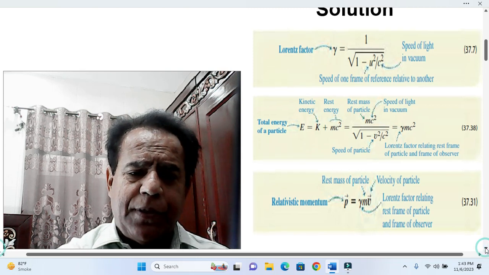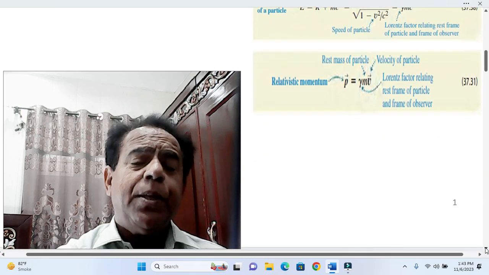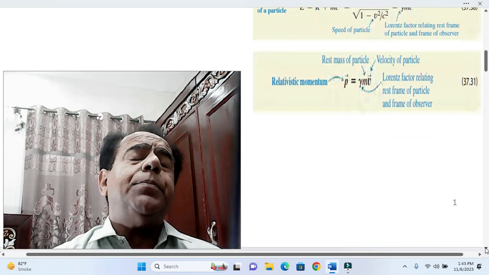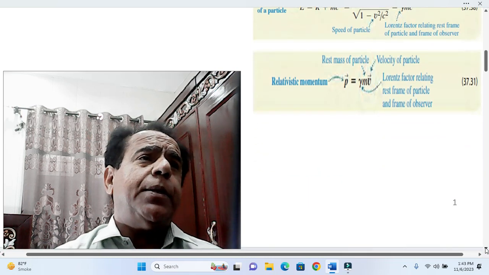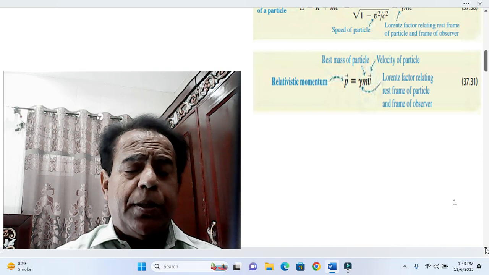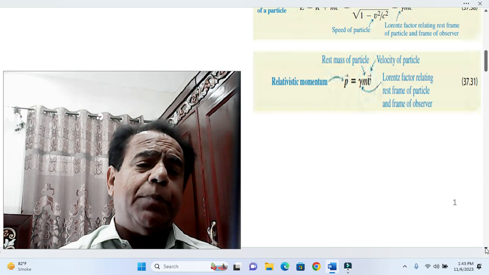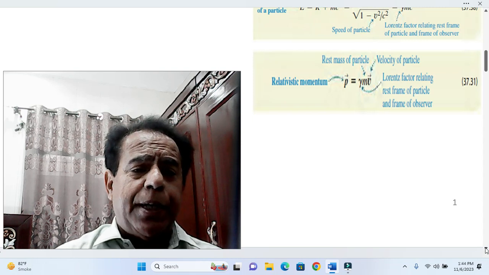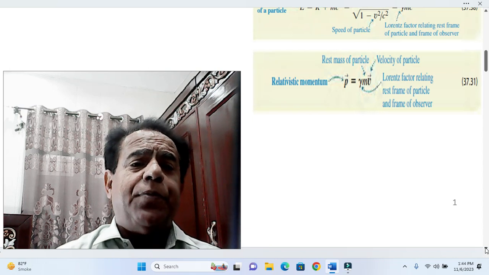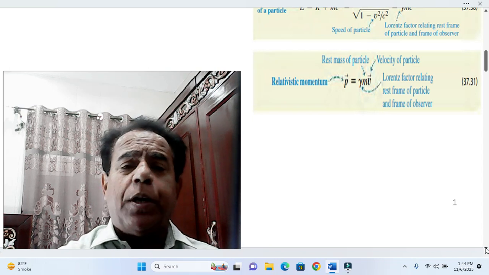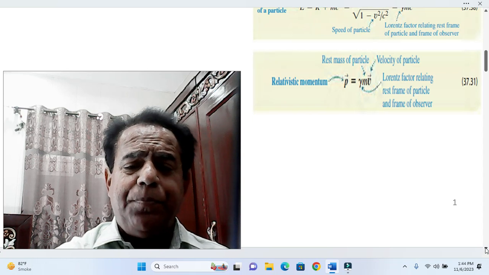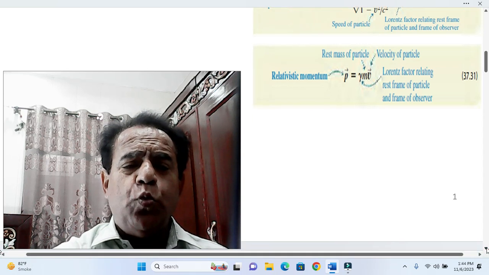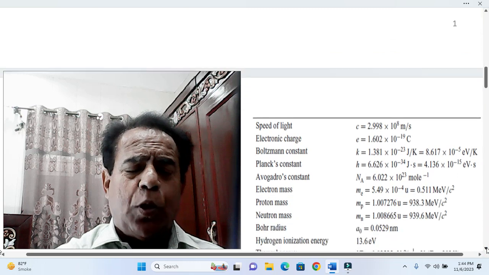The next snapshot is about the definition of relativistic momentum. Dear students, Newtonian momentum and relativistic momentum are distinguished only in the sense that in relativistic momentum we have to multiply the value obtained by classical momentum with the Lorentz factor gamma. So the Lorentz factor gamma is our basic tool in relativity related problems.